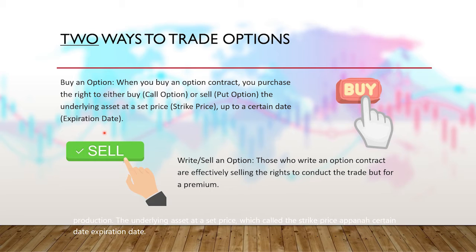If you want to sell an option, or what we also call write, those who write an option contract are effectively selling the rights to conduct the trade, but for a premium. So when you buy an option contract, you are buying a previously written or sold option. They work hand in hand.